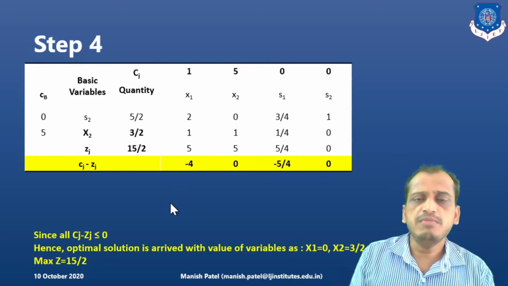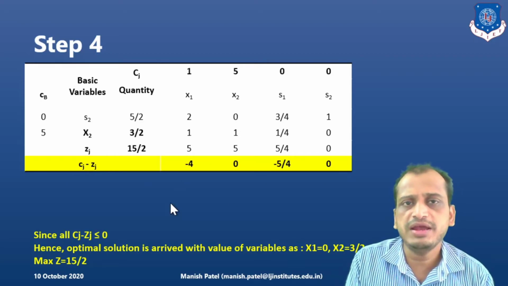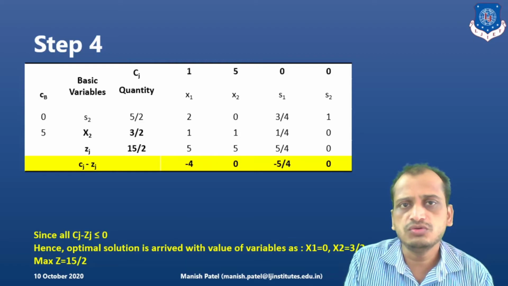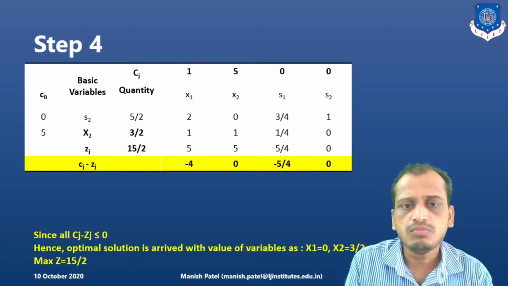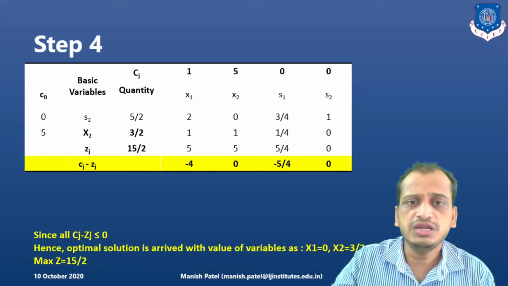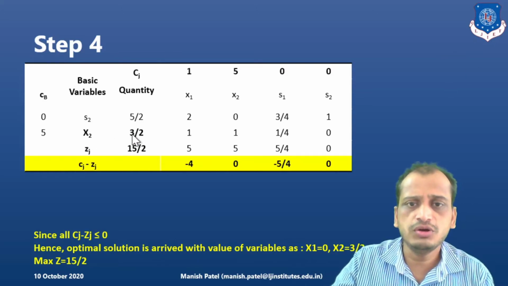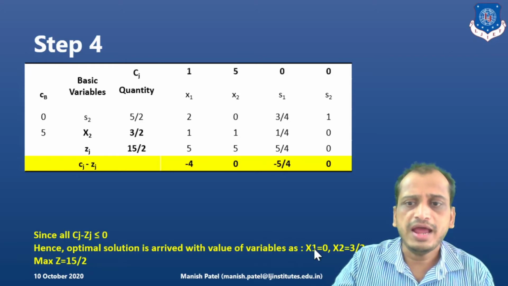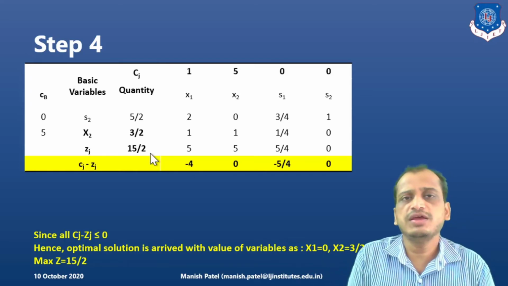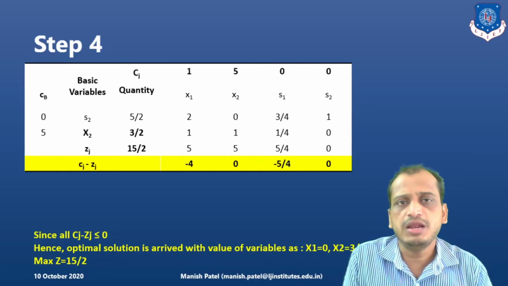So whenever in a maximization problem you have Cj minus Zj less than or equal to 0, then you have reached the optimal conditions, or you can say the optimal solution. Hence the optimal solution here, if you see, is x2 equal to 3 by 2. And x1, as it is not in this table, is 0. And the value of z is 15 by 2. So in this way, we can easily solve the problem with the help of the Big M method.